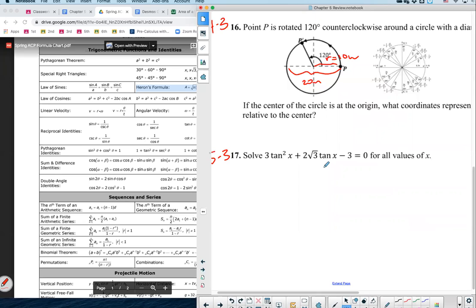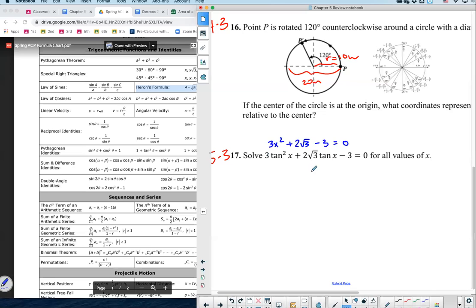So when I work through number 17 here, it says 3 tangent squared x plus 2 square roots of 3 tangent x minus 3 equals 0. And that's what we're supposed to solve. Now, the way I did it on lesson 5.3 is I told you, if you're going to solve this using algebra, just think of solving it without the trigonometry just for a second. If you had 3x squared plus 2 square roots of 3 x minus 3 equals 0.